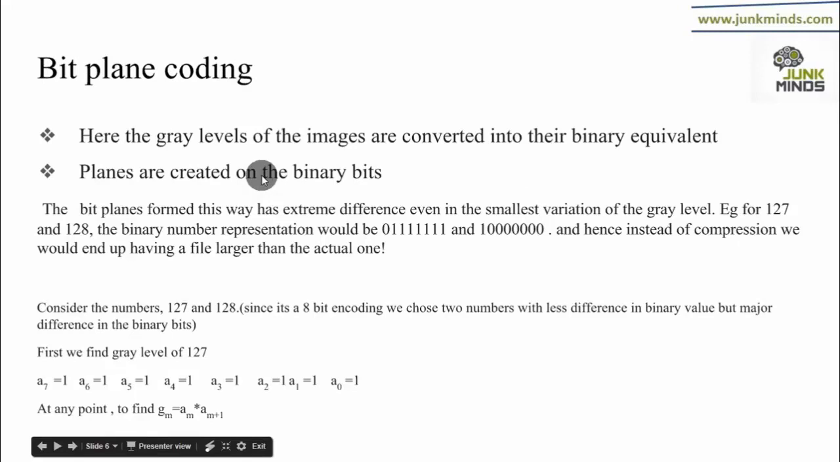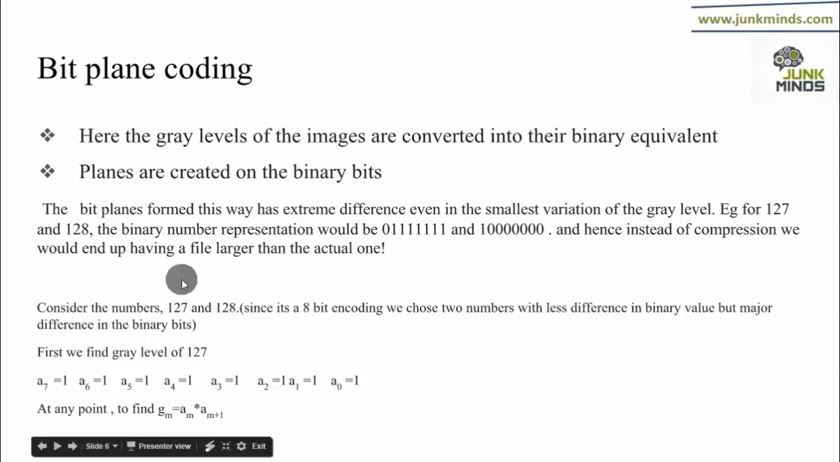The next compression model we are learning is bit plane encoding. What happens here is the gray levels of the image are converted into their binary equivalent. The planes are created on the binary bits, but we can come to the conclusion that for the values 128 and 127, the representation would be extremely different, which means instead of compression, you end up having a file larger than the actual one. So how is this used for compression? A little modification here, and this would be perfectly fine.